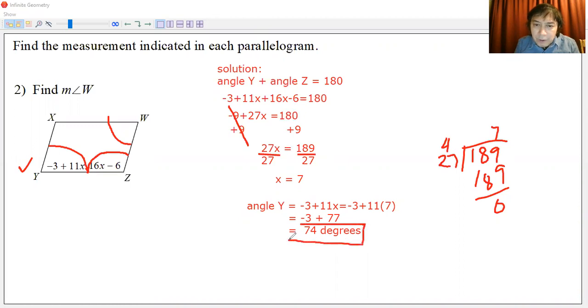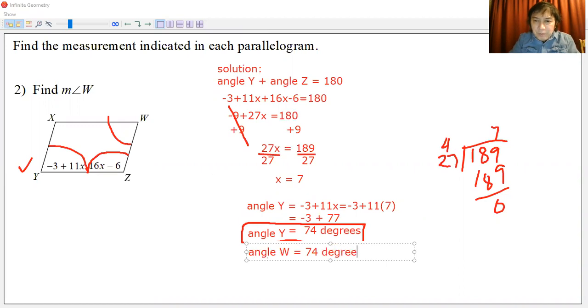This is our answer, and this will be for angle y, of course. Now angle y is equal to angle W. So we can also indicate here angle W is equal to 74 degrees. This must be it.